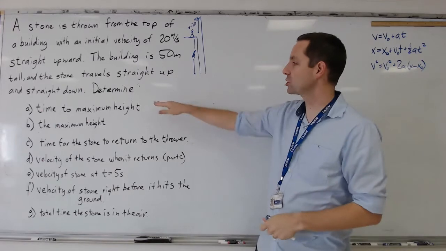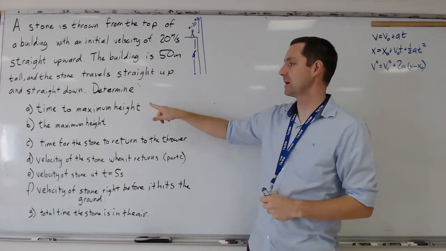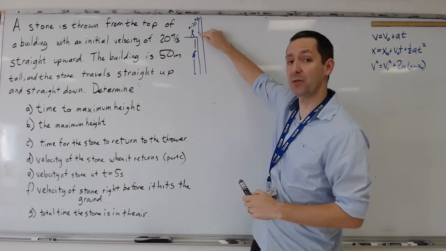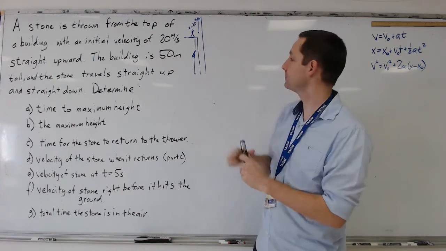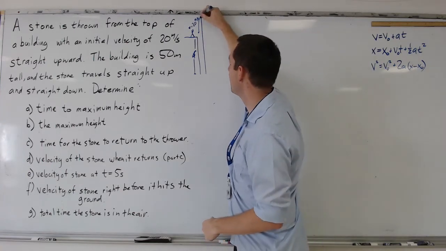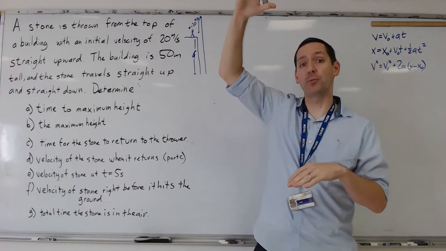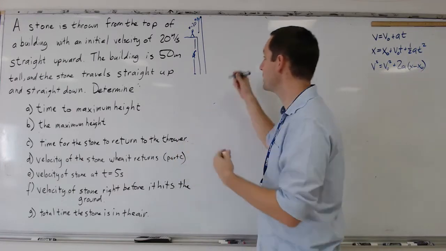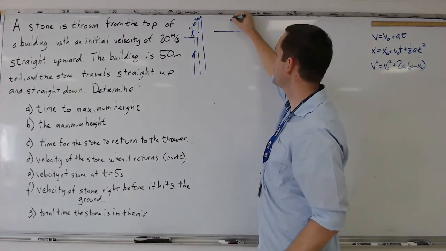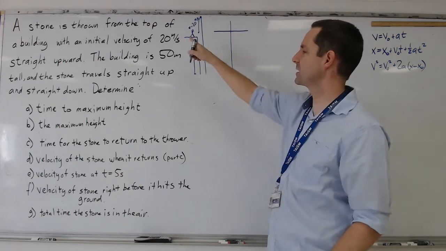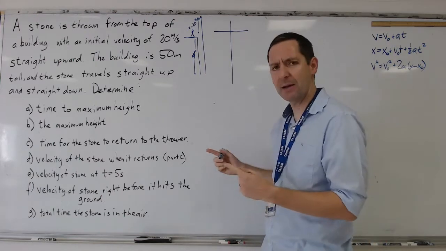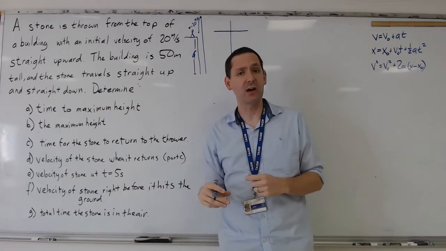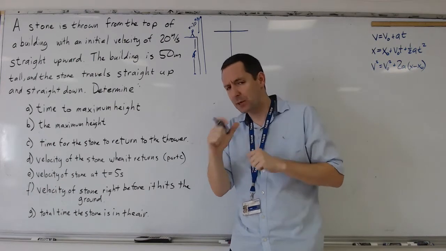So the first question is, how much time does it take to get to the maximum height? All right, well, I have some information about the point where it's being thrown, so I'm going to call that my initial point, and then I'm looking for information about the very top, so I'm going to call that my final point. So that's my initial and my final there.